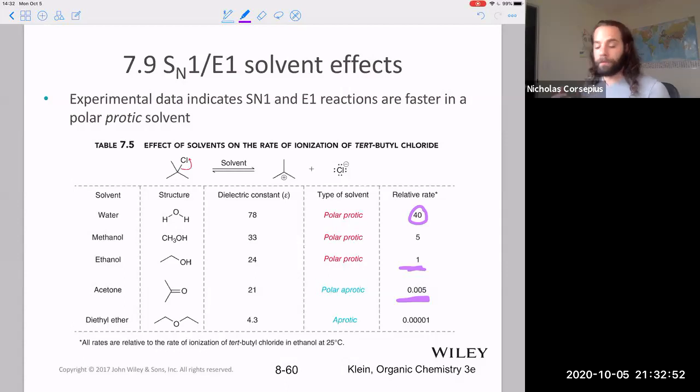Let me take a step back real quick and also point out this dielectric constant business. You may have heard about this in your physics course. A dielectric constant is a measure of how well a particular substance supports charge. Right, so it can stabilize charge. Water has a really high dielectric constant. All of our polar protic solvents, of varying polarity, have high ones. And then when we go to our aprotic solvents, we're decreasing in our dielectric constant, right? This is what we had seen before when we were talking about SN2. These aprotic solvents are not as good at stabilizing charge.